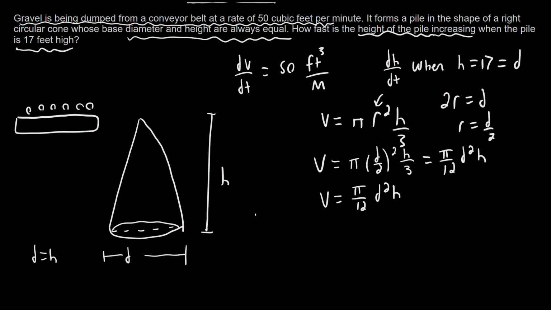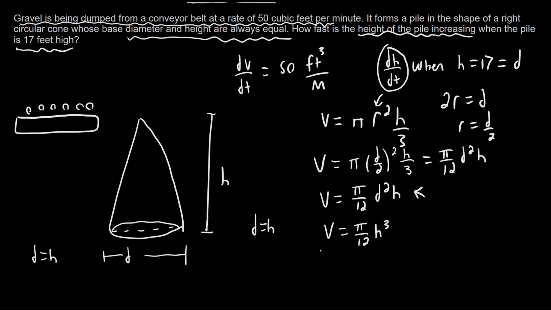So now we have to sub in the expression d equals h because there's two variables here. So since the final answer is looking for dh over dt, we should get rid of the d. So let's sub that in. So d squared will be h squared times h is h cubed. So volume equals pi over 12 h cubed.